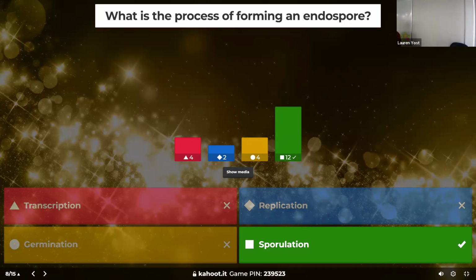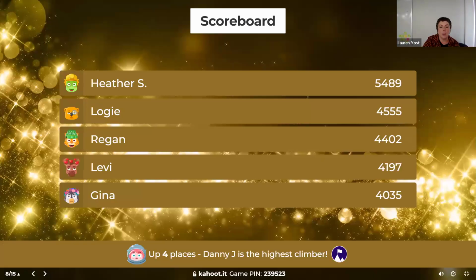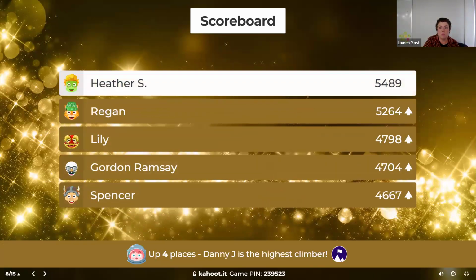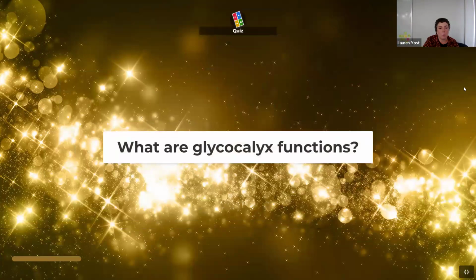All right, process of forming an endospore, sporulation. Germination is going from the spore to the vegetative. Transcription is going from DNA to RNA. Replication is just making copies of things in a reproductive kind of way. All righty, what are glycocalyx functions?